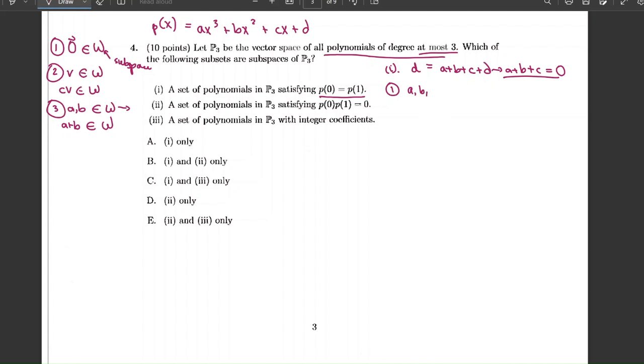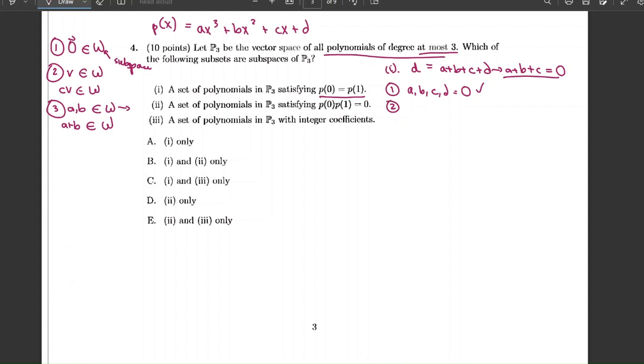I don't know what happened, but so a, b, c, d equals 0. So if this is the case, is this condition still satisfied? Well, yes, because a, b, c would be equal to 0, so a plus b plus c would equal 0. So this is satisfied.